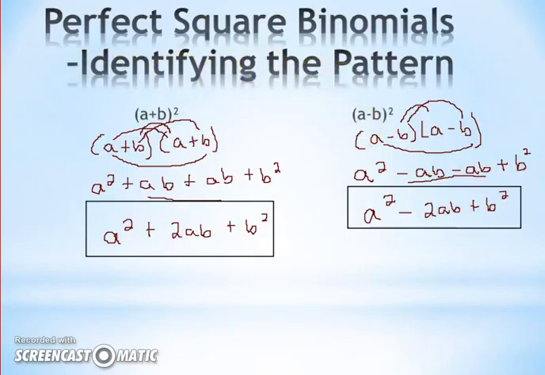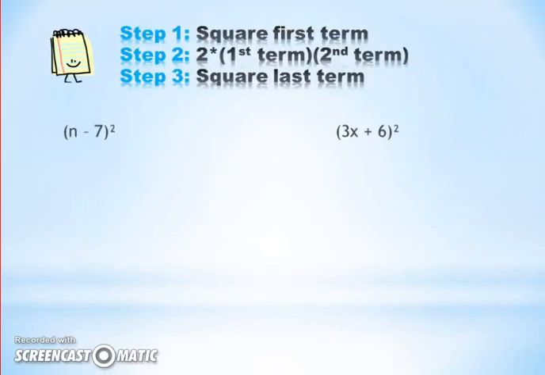Looking at our two groups that we found, we have a squared plus 2ab plus b squared and a squared minus 2ab plus b squared. We can see the pattern. The first and the last terms are squared for each of them when you multiply. And the middle term is found by taking 2 times the first term times the second term. That's how we get this 2ab, and over here, 2 times our first term times our second term is how we get this minus 2ab. So keep in mind this pattern as we go through more examples.